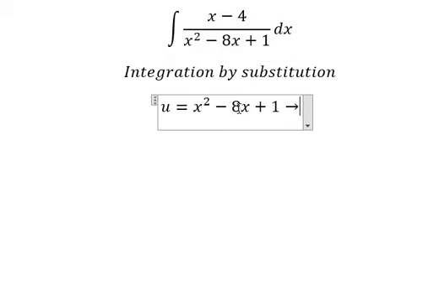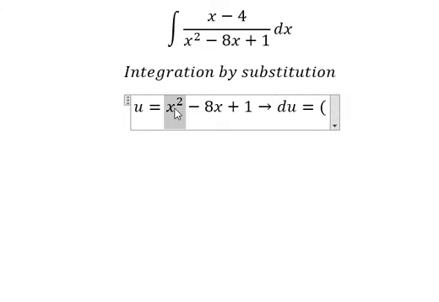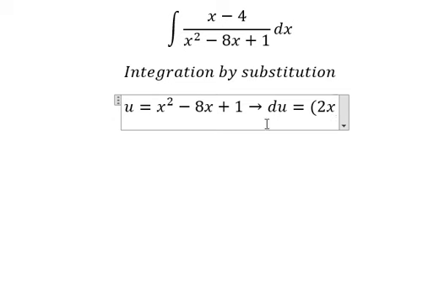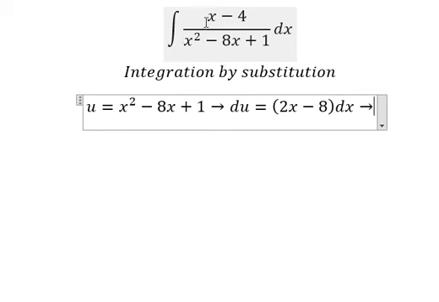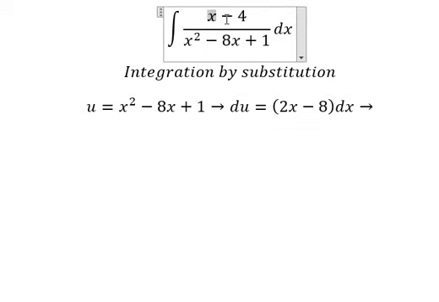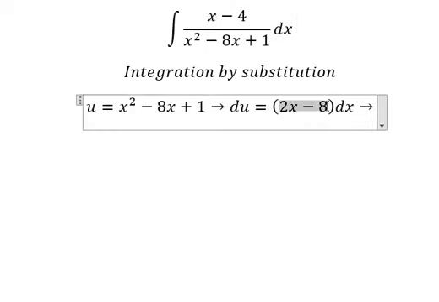Later we do the first derivative of both sides. The first derivative of x squared, we have 2x. The first derivative of x, you get number 1, so we have negative 8. The first derivative of number 1 is a constant, so you get 0 here. Because we only have x minus 4, but this one is 2x minus 8, we need to divide both sides by number 2.